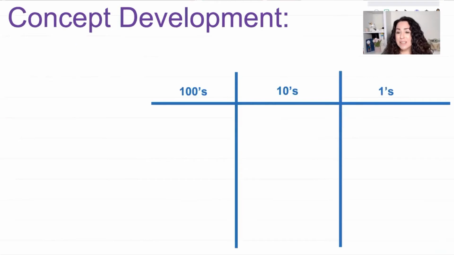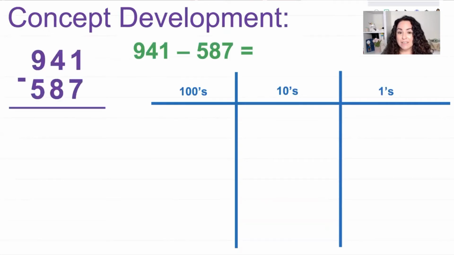Okay, now you can see I have my place value chart ready to go. Today we're not going to be working with chips, we're actually going to be working with dots because on your independent work today you will be drawing things out. So let's look at 941 take away 587. I'm going to write that in vertical form, and let's go ahead and represent our numbers. I have 9 hundreds, 4 tens, and 1 one.